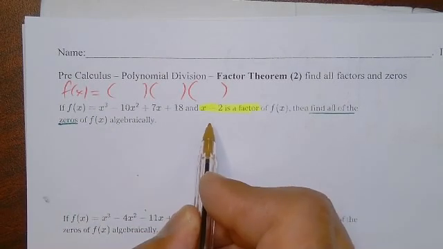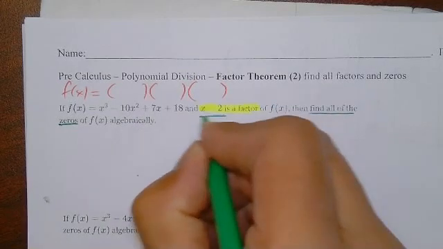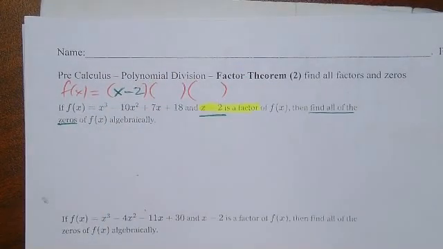And did they not just already give you one of them? Yes, they're giving you one of them. One of them is x minus 2. Now, how do you find the other factors?